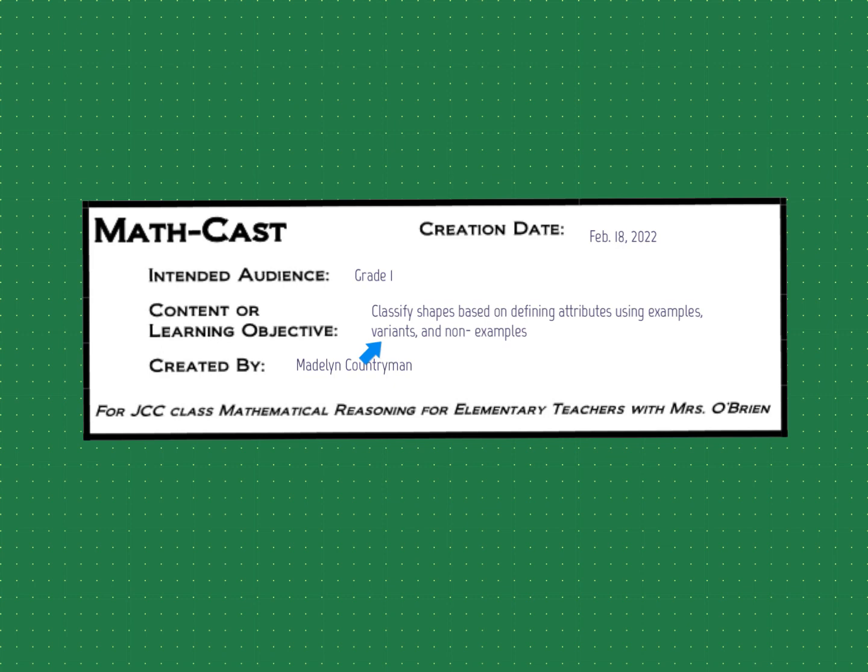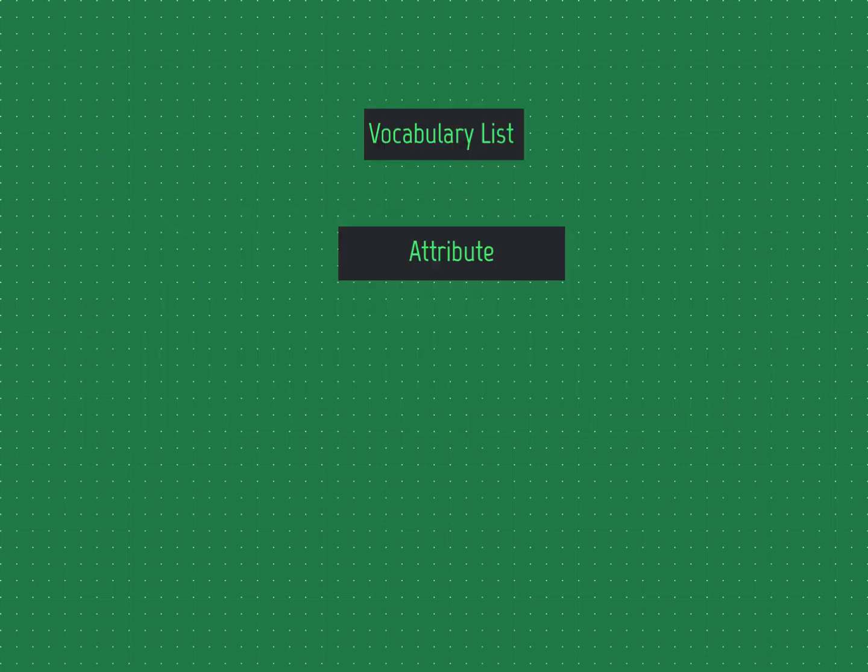The content or learning objective is to classify shapes based on defining attributes using examples, variants, and non-examples, created by Madeline Countryman. Our vocabulary list consists of one word, the word attribute.